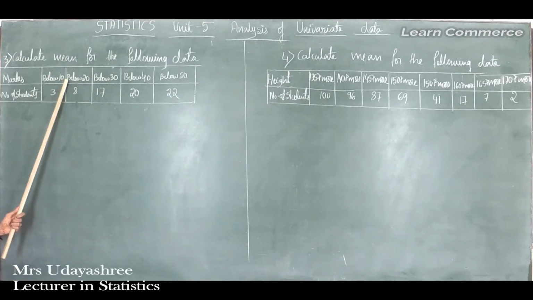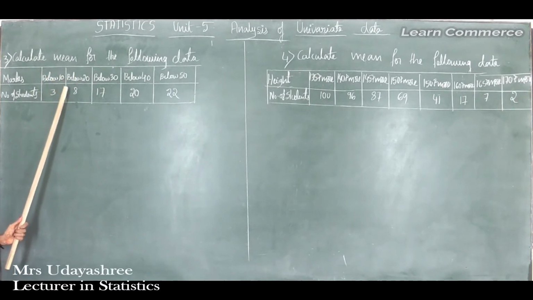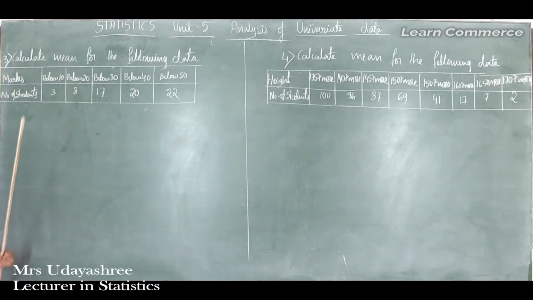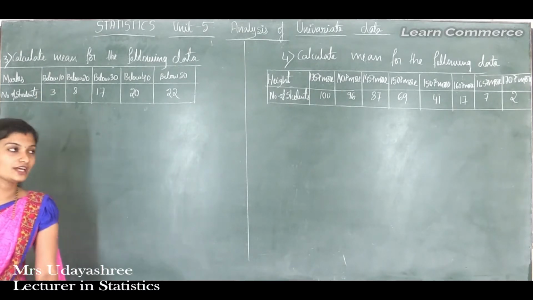Therefore, here given is a less than cumulative frequency distribution. So first we need to convert this less than cumulative frequency distribution into a frequency distribution.